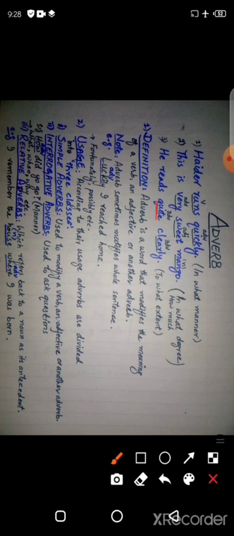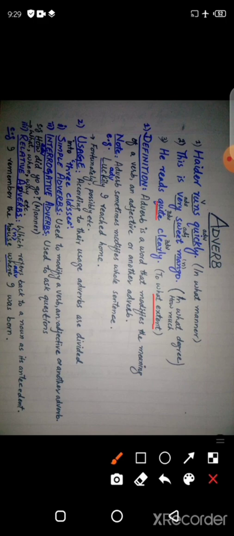Very clearly, too clearly, quite clearly. So this is how it answers our question, to what extent. So he reads clearly. To what extent? Quite clearly, very clearly, or too clearly, or so much clearly. So this is how we can use these questions to ask different questions within sentences.